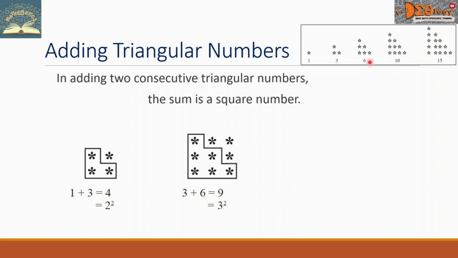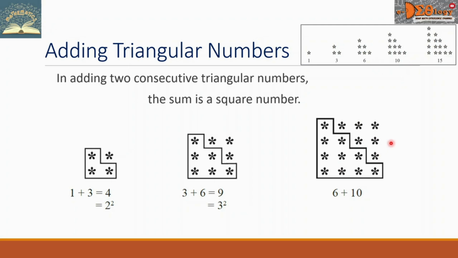Another example, what about the 6 and 10? That is 6 plus 10, and this corresponds to 16 dots. We arrange it like this to look like a square. The 6 plus 10 is 16, and we know that this 16 is a square number that corresponds to 4 squared. By these examples, we affirm that in adding two consecutive triangular numbers, the sum is a square number.